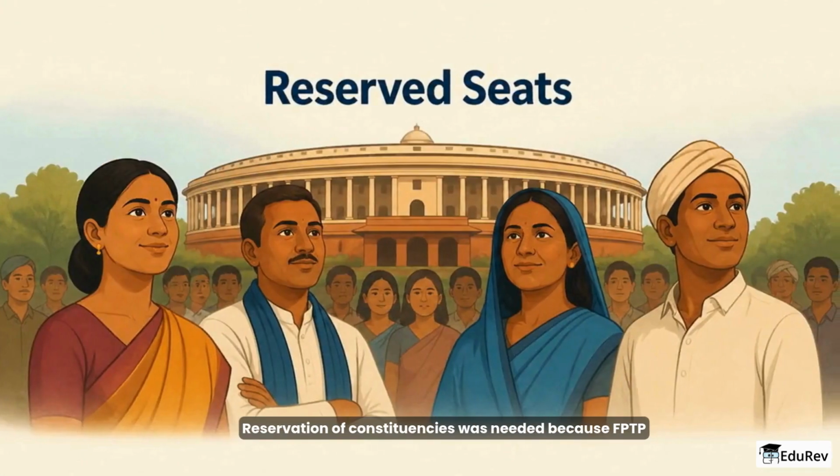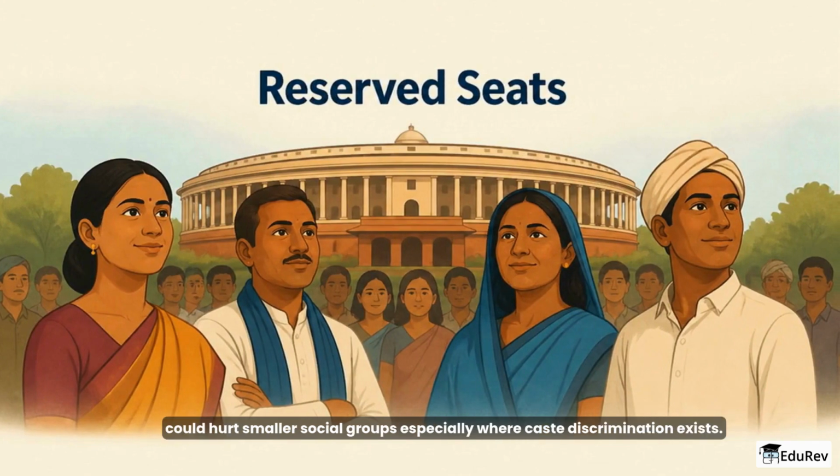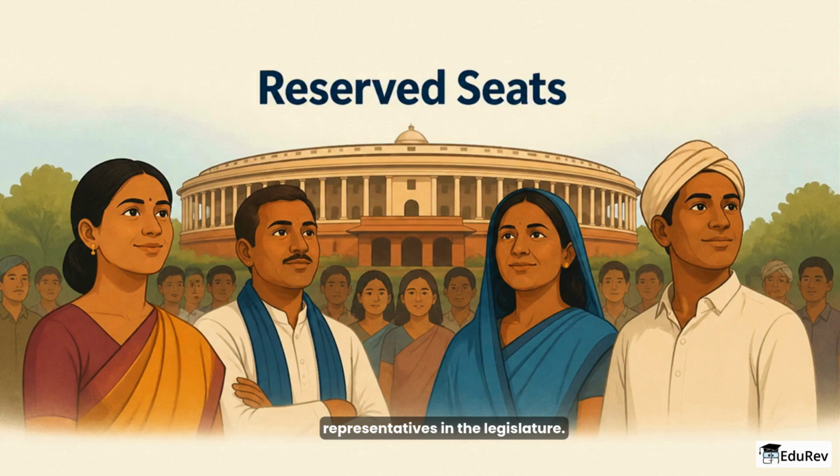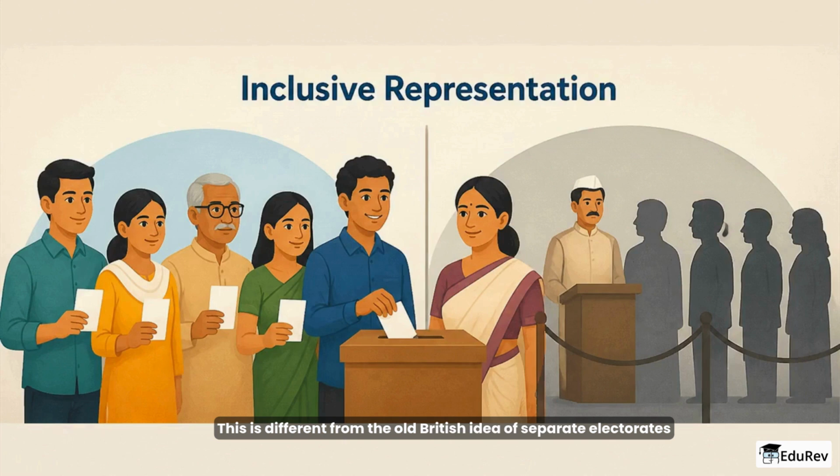Reservation of constituencies was needed because FPTP could hurt smaller social groups, especially where caste discrimination exists. Reserved seats ensure groups like scheduled castes and scheduled tribes have representatives in the legislature. This is different from the old British idea of separate electorates where only members of a community could vote for their leaders. Today, all voters in a reserved area vote, but only candidates from the reserved community can stand, which is fairer and more inclusive.